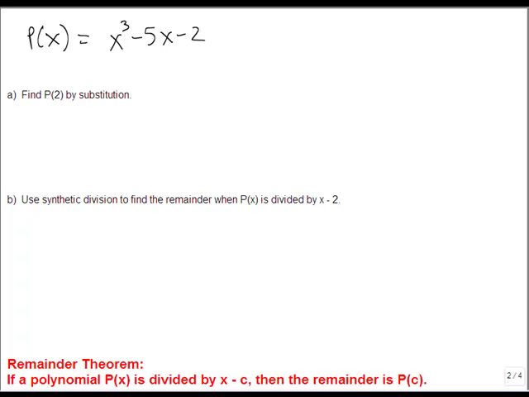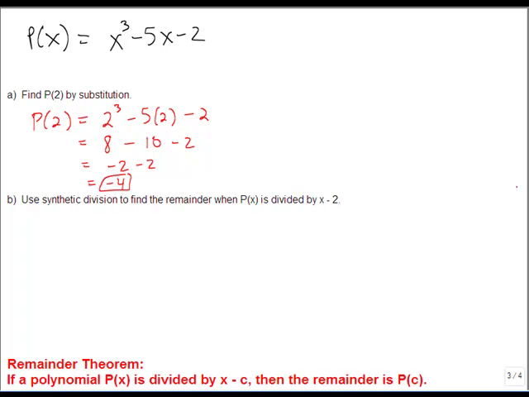Okay, let's take a look at the polynomial function p of x equals x cubed minus 5x minus 2. The first question I have is, let's find p of 2 by substitution. So our input is 2, and that means all we're going to need to do is substitute in 2 for each of these x's. So p of 2 is going to become 2 cubed minus 5 times 2 minus 2. And if we simplify, 2 cubed is 8, 5 times 2 is 10, 8 minus 10 is negative 2, negative 2 minus 2 is negative 4. So p of 2 equals negative 4.